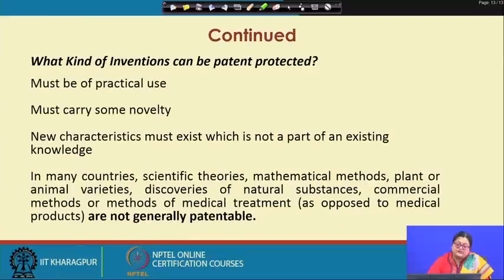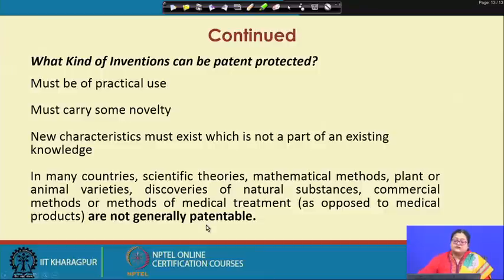Now, one of the very important questions is, can all inventions be patented, or are there certain criteria which the invention has to meet before it can be patented and patent protected? So, first, it must be of practical use. Second, it must carry some novelty. Third, new characteristics must exist which are not a part of existing knowledge. In many countries, scientific theories, mathematical methods, plant and animal varieties, discoveries of natural substances, commercial methods, and methods of medical treatment are not generally patentable.